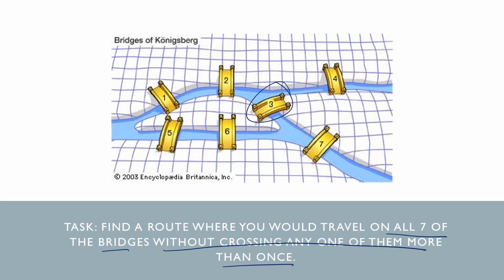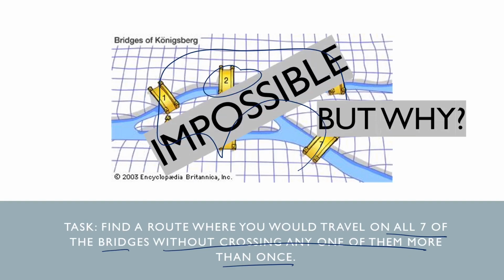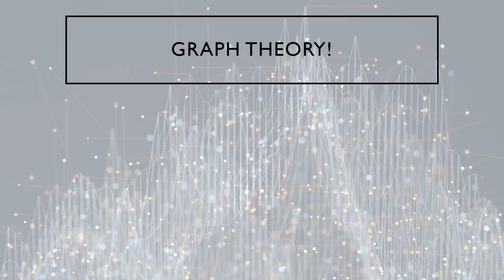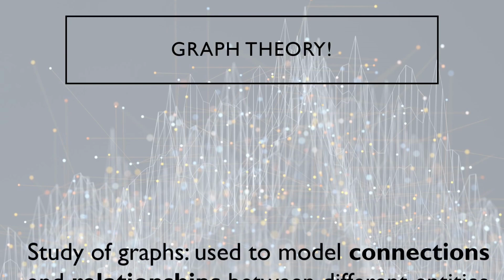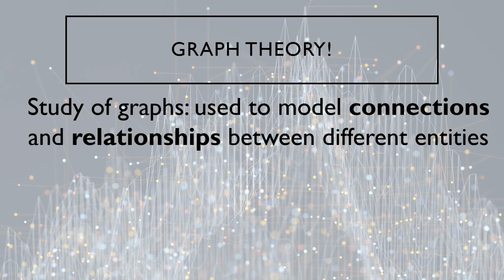It seems so simple in theory, but this problem is actually impossible to solve. But why is that so? This infamous problem actually led us the way to create an entirely new branch of mathematics called graph theory. Simply put, graph theory is the study of graphs. It's used to model connections and relationships between different entities.